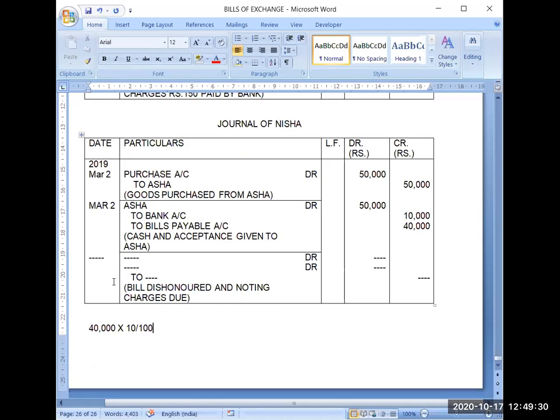And you can check this date also, on which date I am getting the bill discounted. Maybe that I am getting it discounted after 1 month. It may be April of the year. So be alert on this date also.